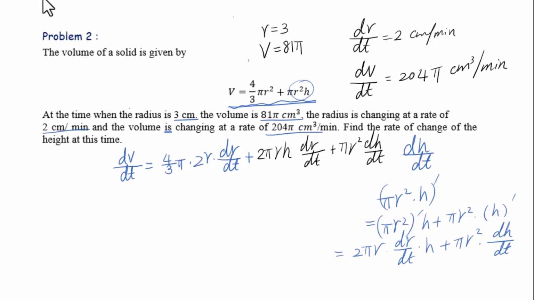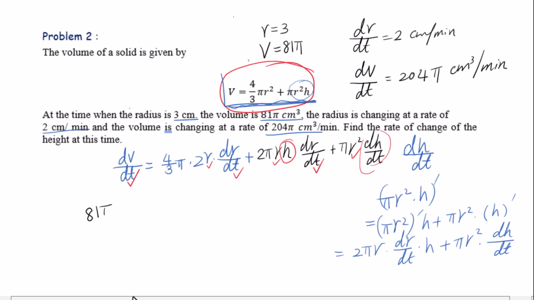Check the variables. This is given, this given, but h we don't know. We need to figure out h. This is given, this given. We are looking for dh/dt. We need to figure out h first by using this equation.